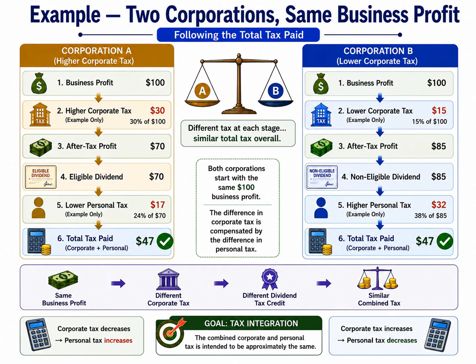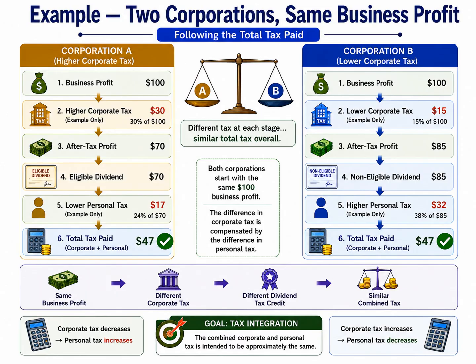If corporate tax decreases, personal tax generally increases. If corporate tax increases, personal tax generally decreases. The dividend tax credit acts as the balancing mechanism that helps achieve this result.